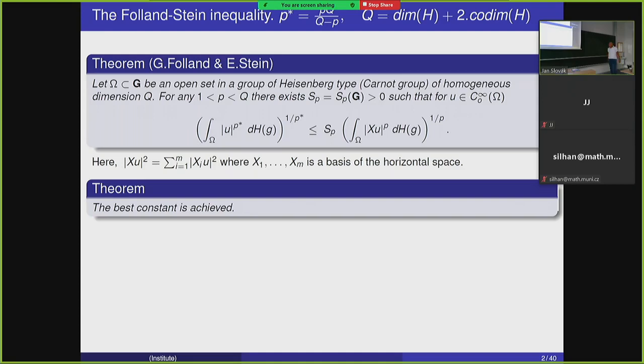And so the Folland and Stein theorem says that for any Carnot group, which is much more complicated, I will pick the groups of Heisenberg type, with a homogeneous dimension Q, then for any p between 1 and Q, there exists a positive constant depending only on the group G, such that for any function with a compact support, this inequality holds.